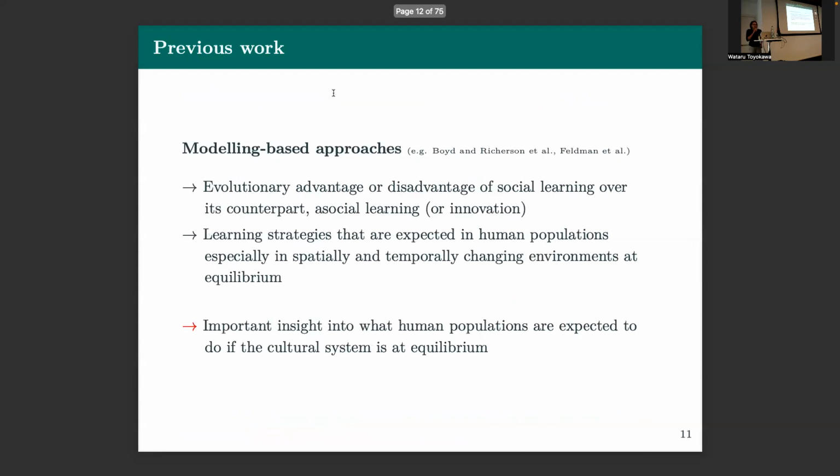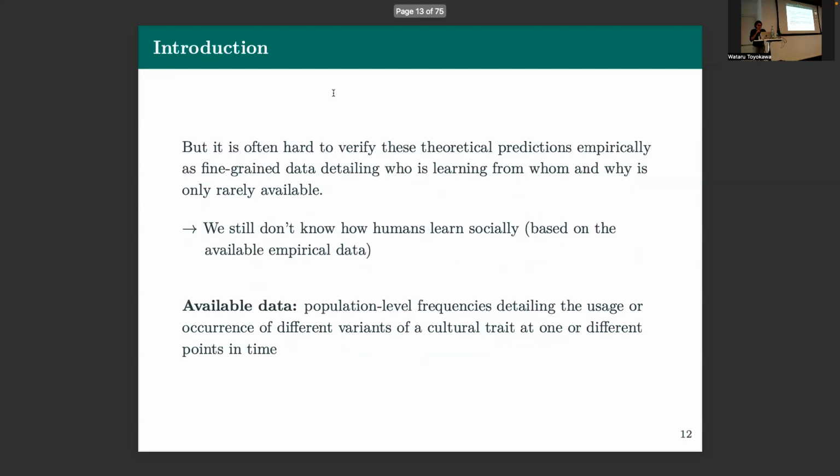Good. But these models also provided us with some interesting insights into learning strategies that are expected in human populations, especially in spatially and temporally changing environments, importantly at equilibrium, because all of these models are, of course, equilibrium models. So what we have gained from these mathematical modeling exercises are important insights into what human populations are expected to do if the cultural system is at equilibrium. But it is often very hard to verify these theoretical predictions empirically, because fine-grained data detailing who is learning from whom and why is only rarely available.